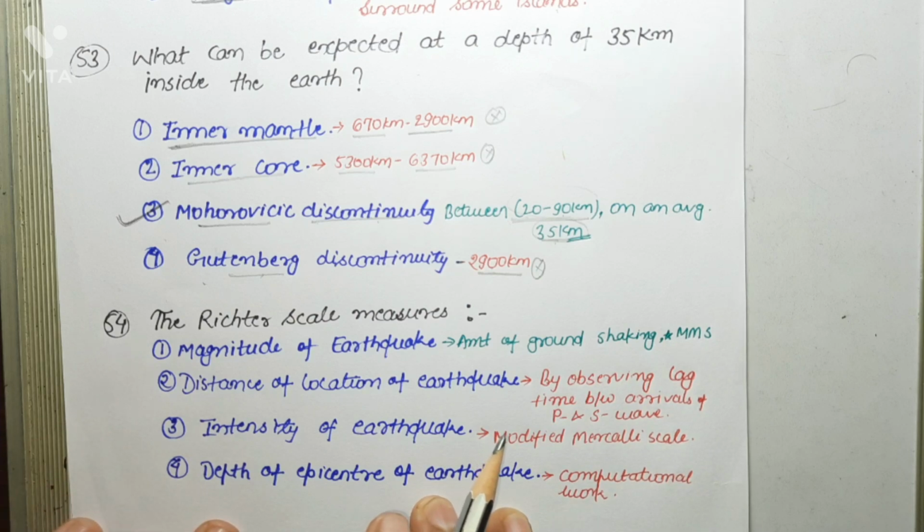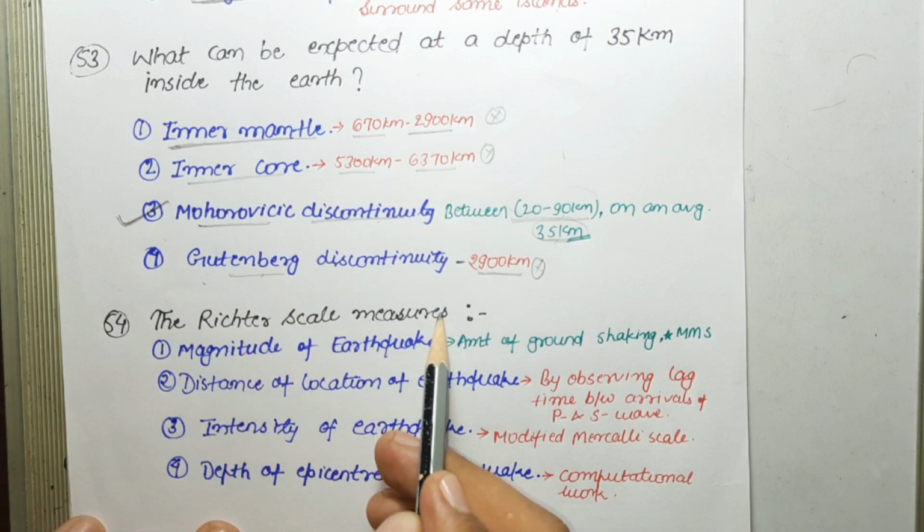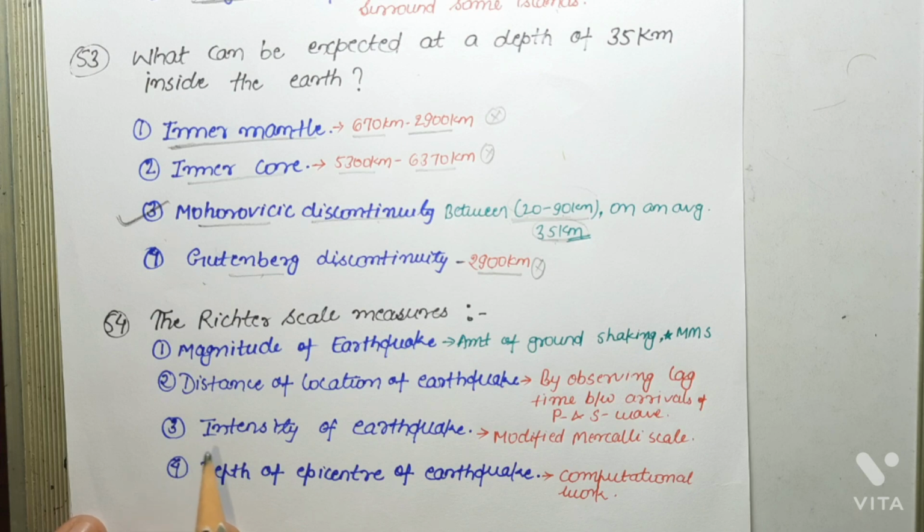Next question is, the Richter scale measures. What does Richter scale measure? So Richter scale is a logarithmic scale and it measures the magnitude of earthquake. Okay, and what is magnitude of earthquake? Magnitude of earthquake is the amount of ground shaking.